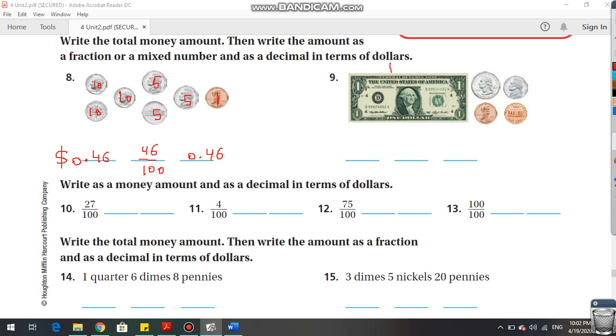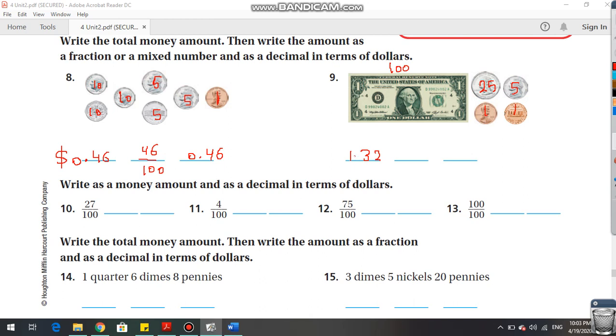Okay guys, I have here a dollar. Dollar means 100. Okay, and I have here a quarter, 25, a nickel, 5, and pennies, 1 and 1. So 100 plus 25, 125, plus 5, 130, 131, 132. So let's write 132 here first. Oh guys, it's more than 100.